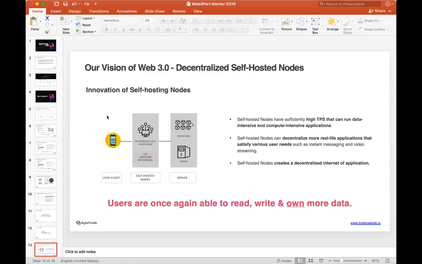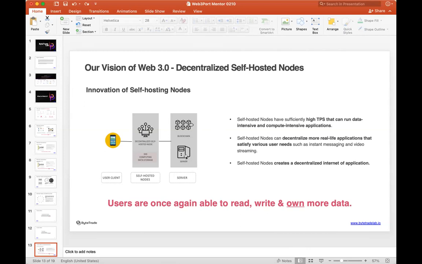So again, by introducing self-hosted nodes, we can see that it can perform with higher TPS because it's like a small little server that is completely controlled by you. So it can run data-intensive and compute-intensive applications. In the meantime, it can decentralize more real-life applications that satisfy different needs. I will explain a little bit more in the following slides.